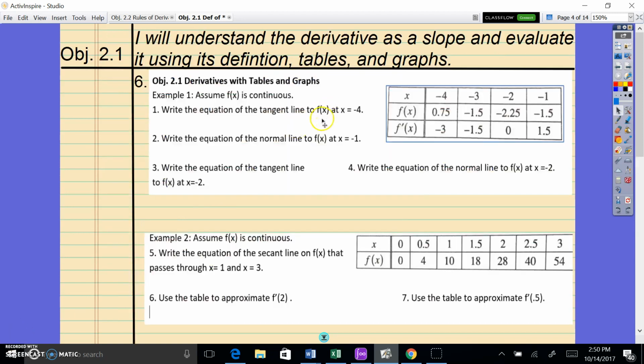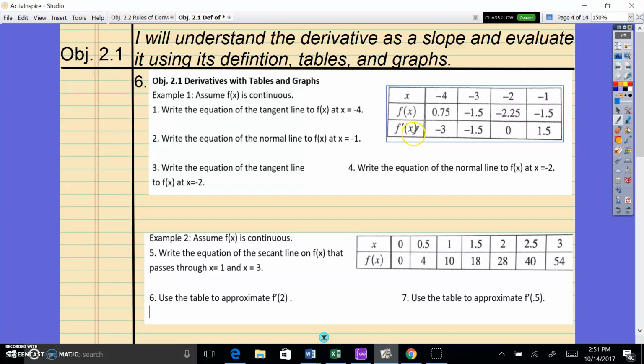So I've cut and pasted some of the worksheet, or all of the worksheet that I gave you. It's not really a worksheet. This is eventually going to go in your notes, and we're going to go through it to make sure that you're really prepared to answer questions from tables and graphs. We start the first question given a table, assuming f of x is continuous. And they gave us some information. Here's x, here's f of x, which of course is y values, and here are the derivative values.